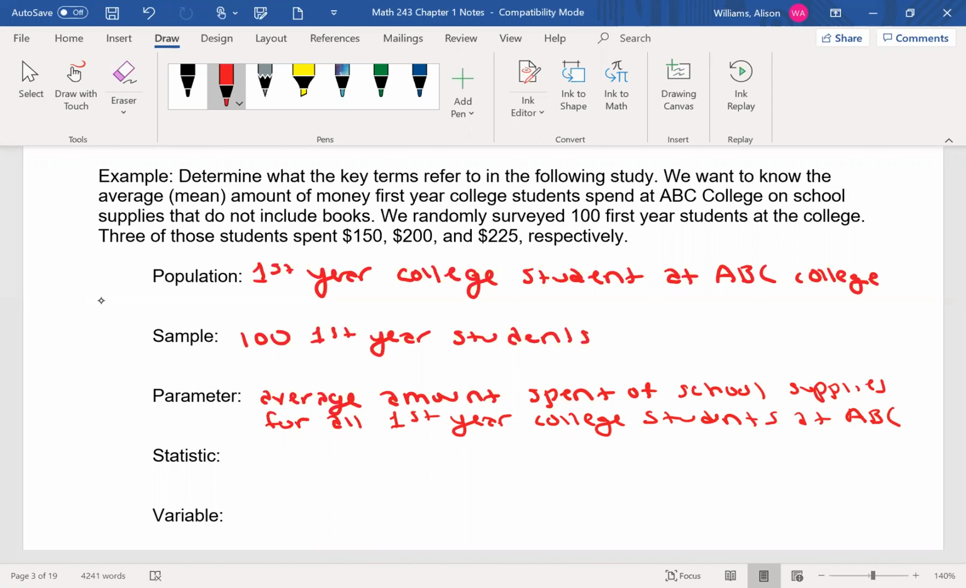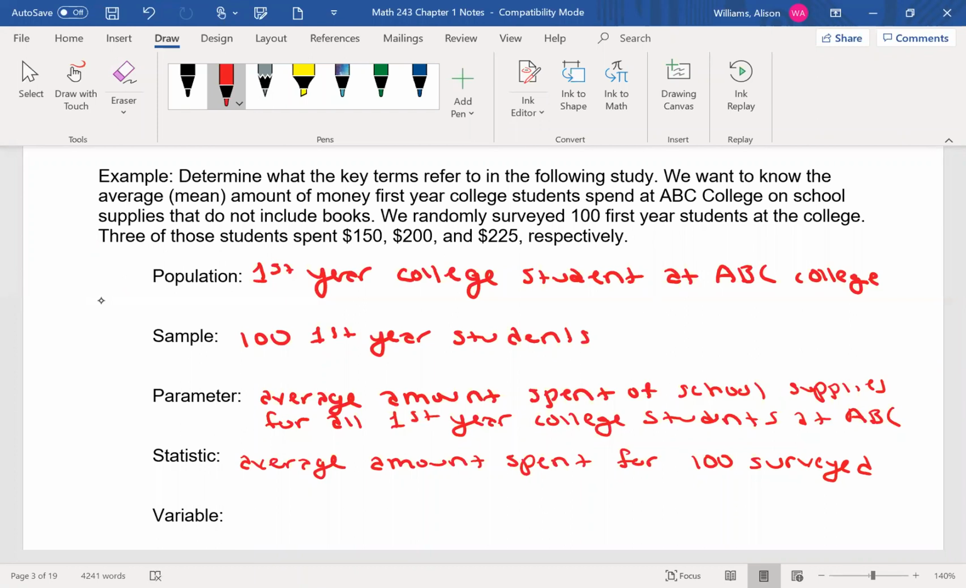If we were to find out that information for every single one, the statistic would be the average for the ones we surveyed, those 100 people. So this would be the average amount spent for 100 surveyed. And I'll go ahead and kind of shorthand that a little bit. All right.